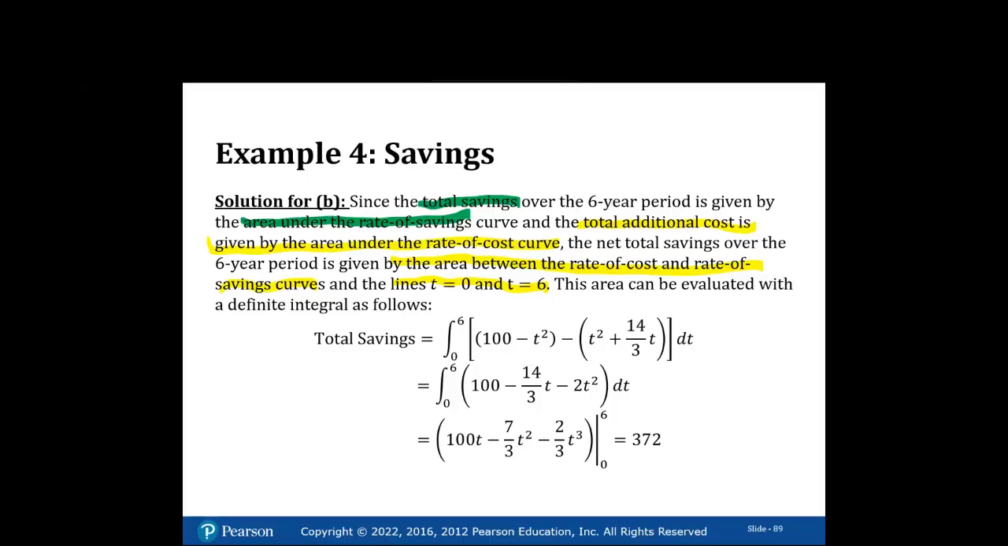Now remember, that is in thousands of dollars per year. So $372,000. Kind of cool.